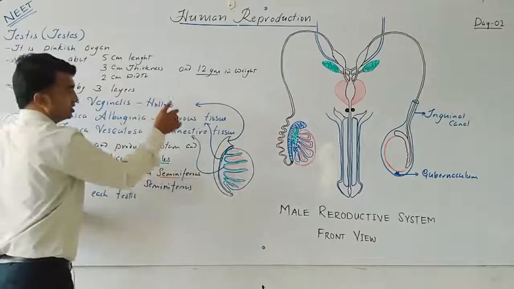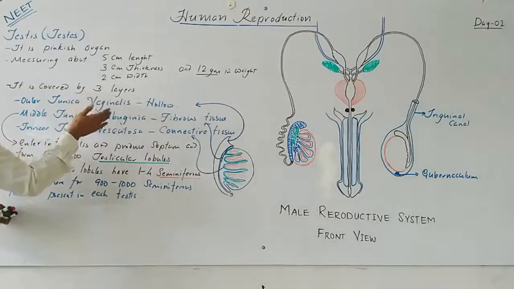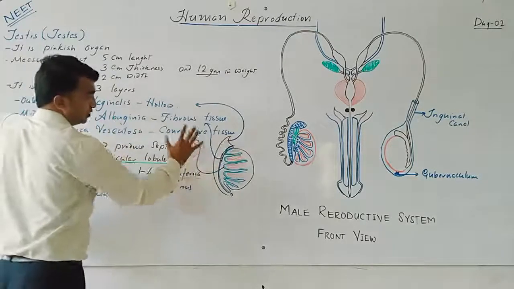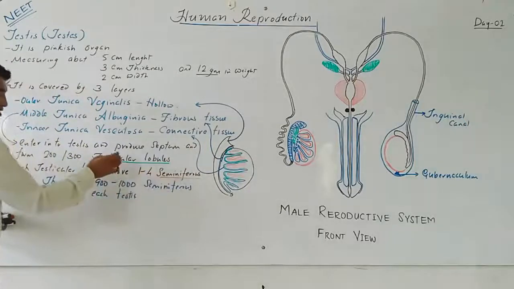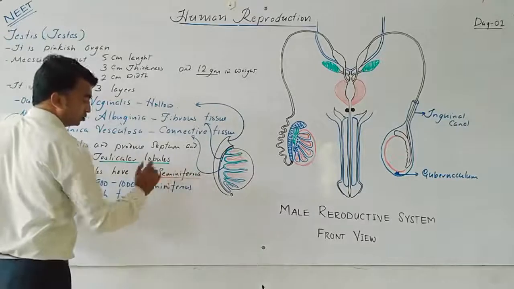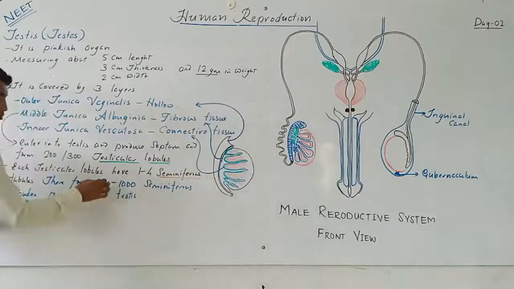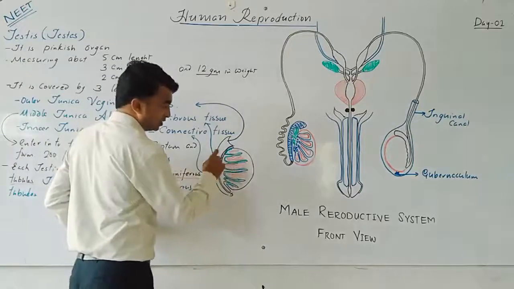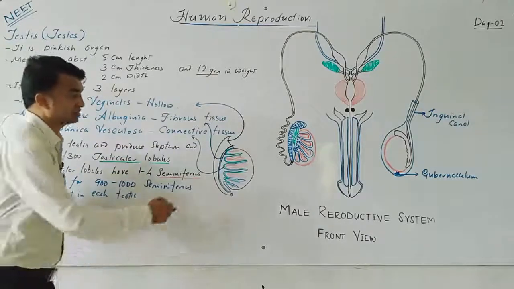The testis is covered by the 3 layers. In that, tunica vaginalis, tunica albuginea, and tunica vasculosa are there. Tunica albuginea will produce the septa. Due to that, compartments are created. These compartments are nothing but the testicular lobules. In each testicular lobule, 1 to 4 seminiferous tubules are there. And ultimately, each testis consists of almost 900 to 1000 seminiferous tubules. So these are the seminiferous tubules where spermatogenesis and spermiogenesis actually take place.